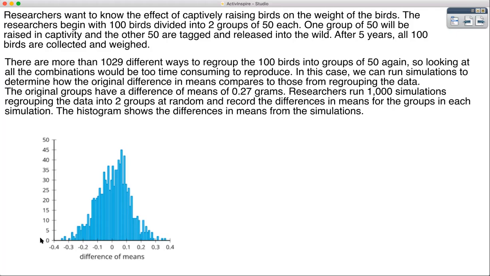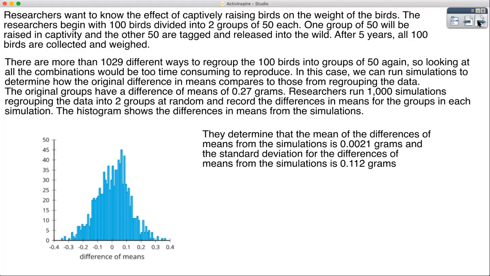Now, this histogram right here shows the difference in means from the simulations. Okay, one more thing to note. The researchers determine that the mean of the differences of means from the simulations is 0.0021 grams, and the standard deviation for the differences of means from the simulations is 0.112 grams. Okay, now what is our task for the day?